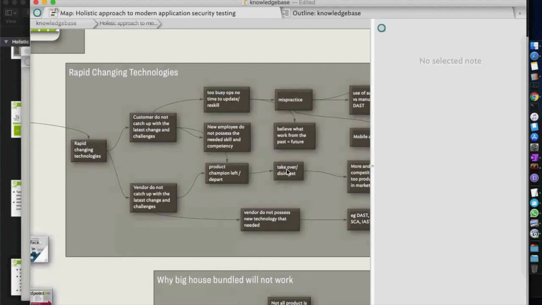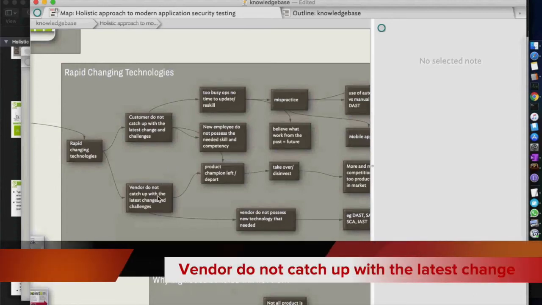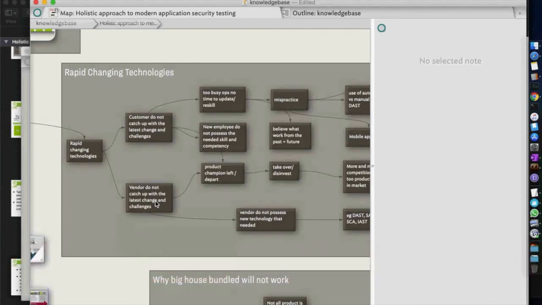Okay, here is a quick example of how the customer side does not catch up with the latest changes and challenges. And then from another side, which is more tied to the vendor, I mean the technology provider, that also does not catch up with the latest changes and challenges.